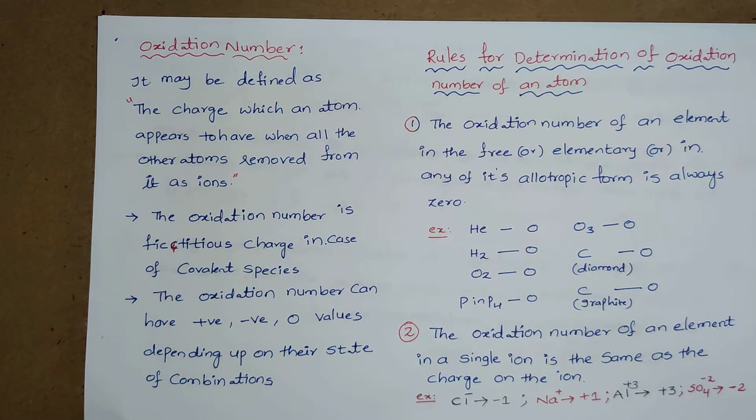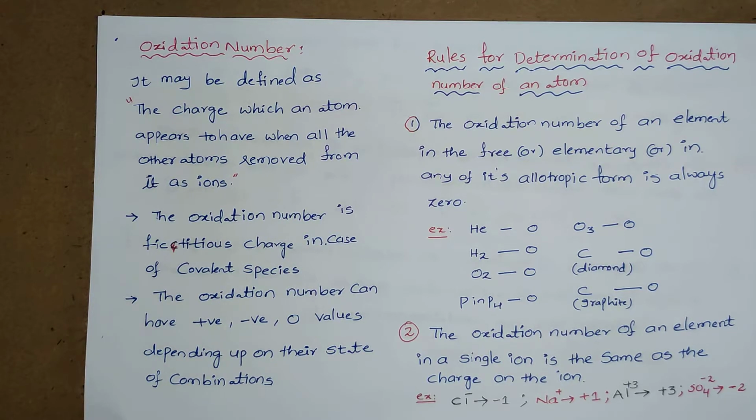From the HCl molecule, if we remove the chlorine, whatever charge is developed on the hydrogen is called the oxidation state of hydrogen. If we remove the hydrogen from HCl, whatever charge is developed on the chlorine is called its oxidation number.